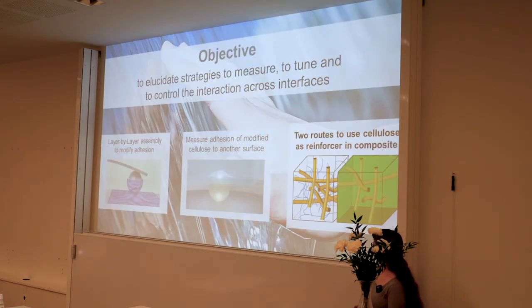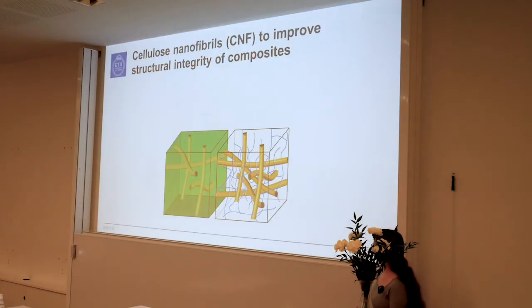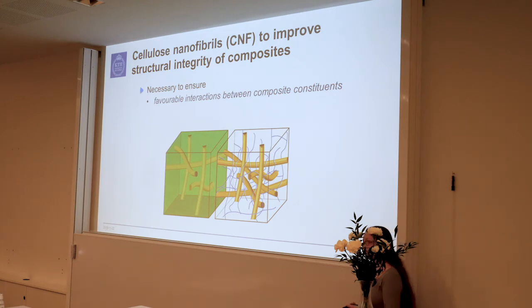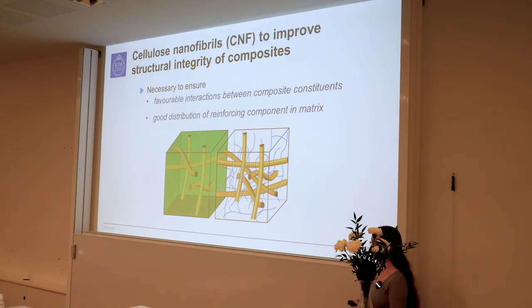So then I would move on to the last track, where we made composite materials using cellulose as reinforcer. When you want to make a composite material, in most cases at least, it's not sufficient to just mix them and hope that you get a nice material. You usually have to employ some strategy to ensure that you have favorable interactions between the materials in your composite, and that you have a good distribution of the components among each other.